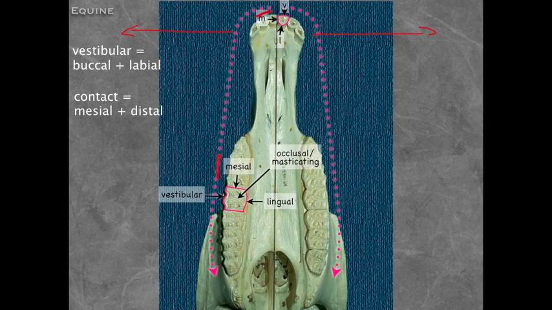Okay, so in green, I'm going to mark the mesial surface of this tooth, mesial surface of this one, and then this one, this tooth, and so forth. Okay, so those are the mesial surfaces, because that's towards the midline. But away from that midline, we then have the distal surface.